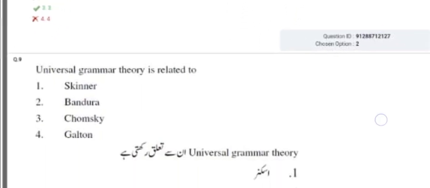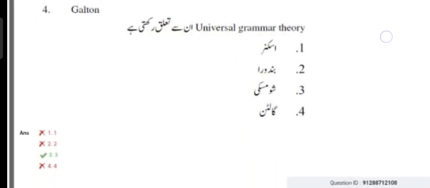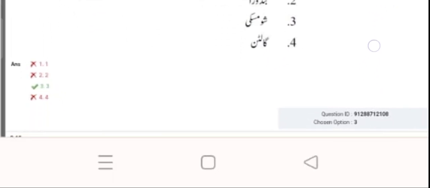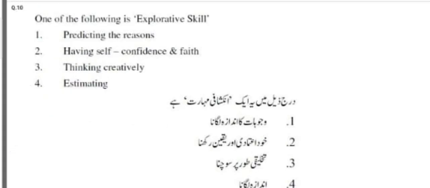Next question, ninth question. Universal grammar theory is related to Skinner, Bandura, Chomsky, Galton. So the right answer is Chomsky. Next we'll go with the 10th question now. If you want, you can read in Urdu also, so I am telling in English.